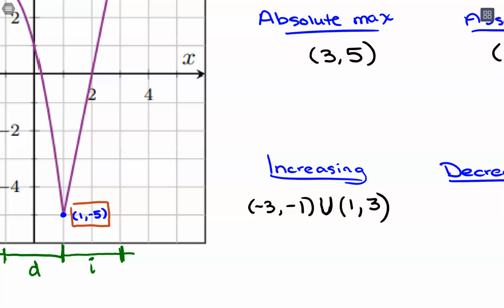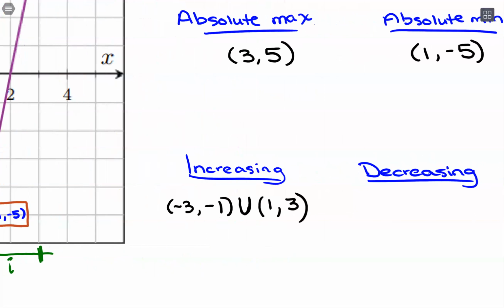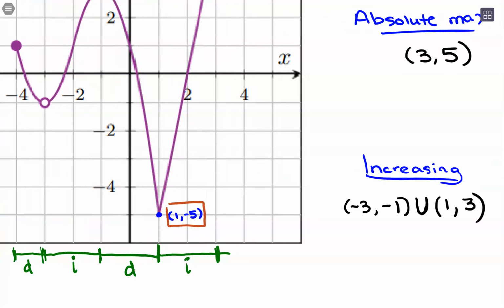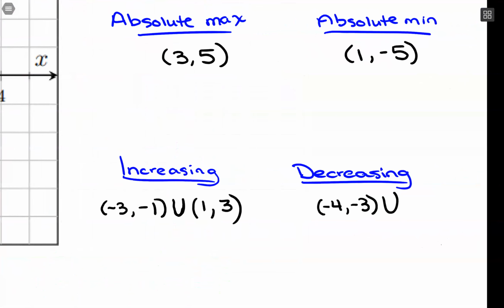So in terms of notation, this is a lot like what we use for domain of functions. We're using the cutoff of the x values. Alright, decreasing, same idea. We're going to have between negative 4 and negative 3. So it'll be decreasing between those values. And then we'll also see decreasing from negative 1 to positive 1.